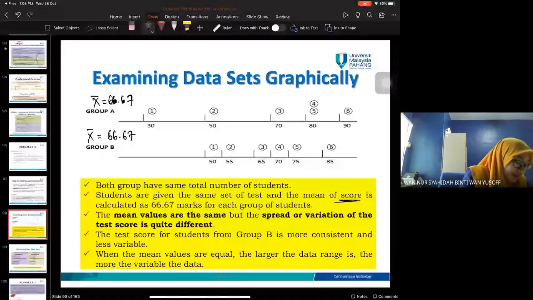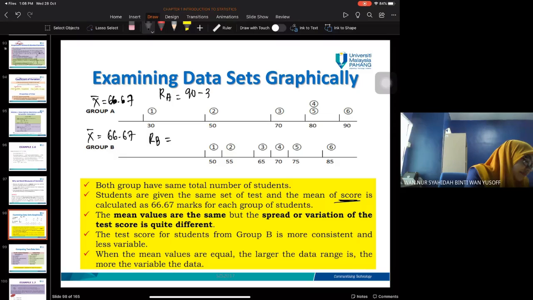You can use the simplest measure of variation, which is range. So range of A, range of B. Range of A is 90 minus 30, so 60. Range of B is 85 minus 50, so we have 35. So how do we know which one is the good one?